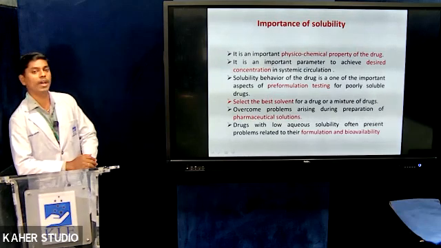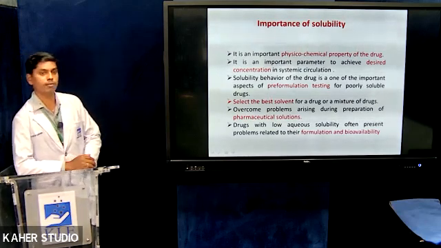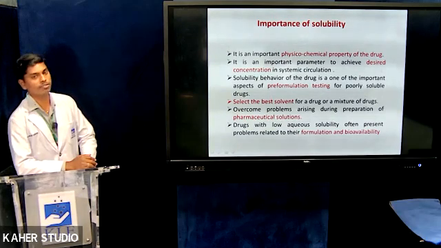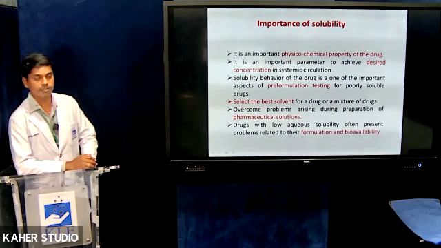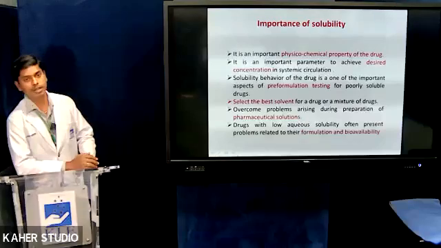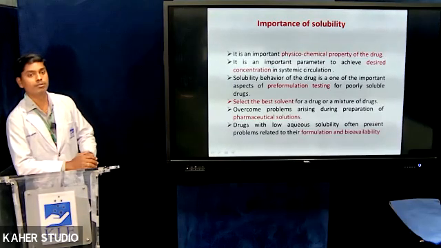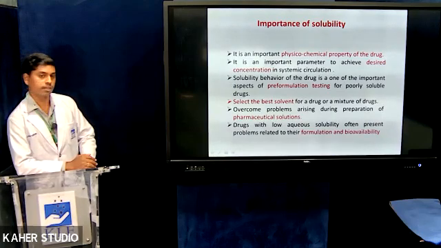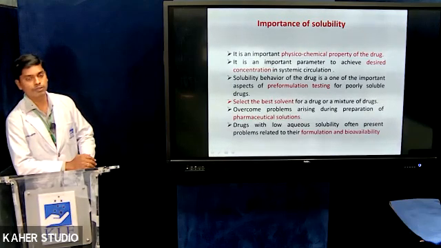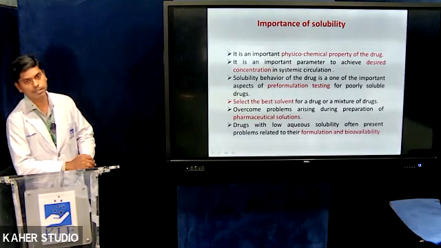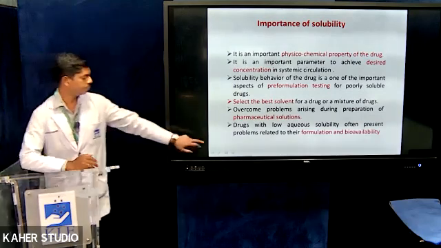The drugs with low aqueous solubility often present problems related to formulation and viability. As the particular drugs having less solubility in water have less drug dissolving capacity, there is a lower dissolution rate and less absorption of the drug, by which the viability of the drug can be affected. So to overcome that, we must know the exact solubility of the given drug.